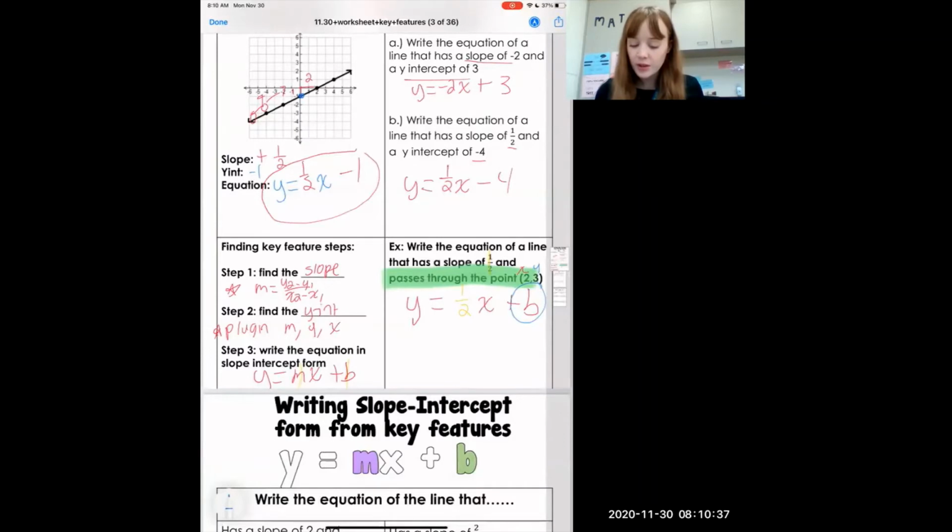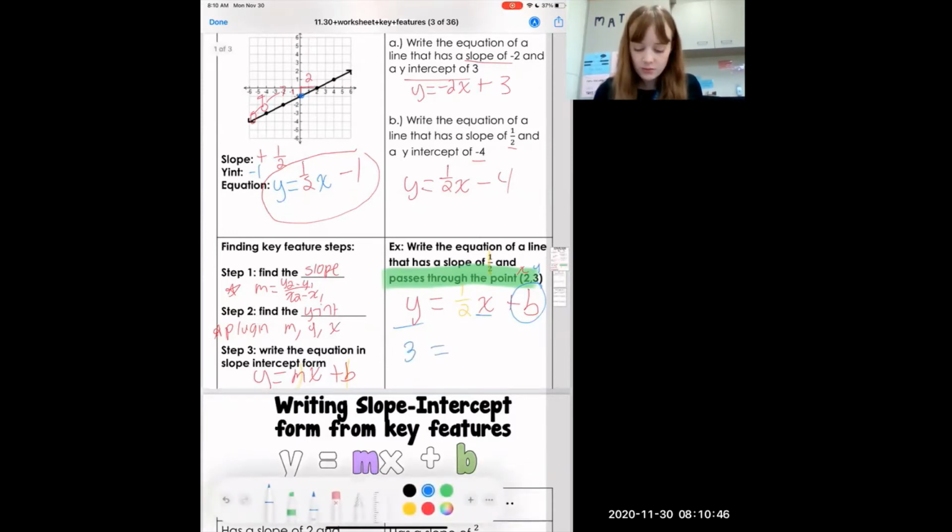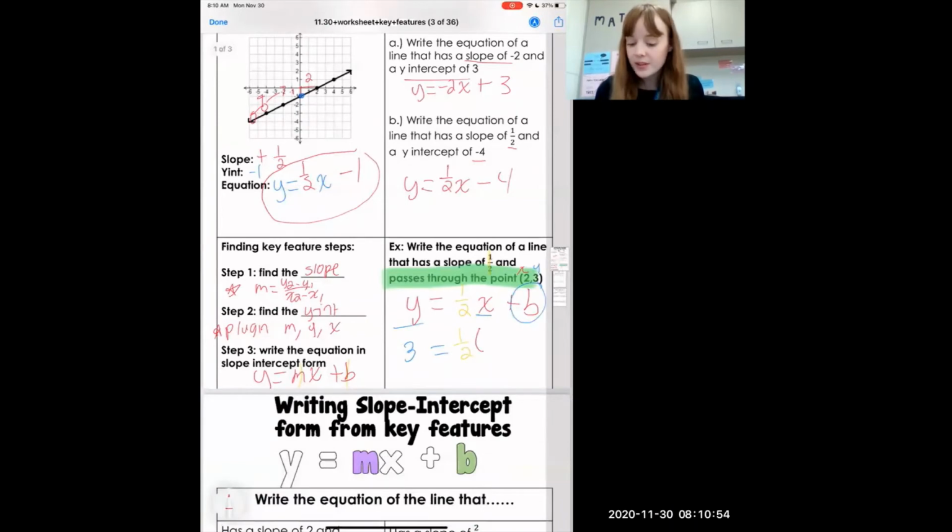That means where there's a y and an x, I can replace it with those numbers. So where there is a y, I can replace it with a 3, and where there is an x, I can replace it with a 2. When we replace it, we put it in parentheses, because remember, a number next to a variable means times x. And then this is still the part we don't know. We don't know the y-intercept yet.